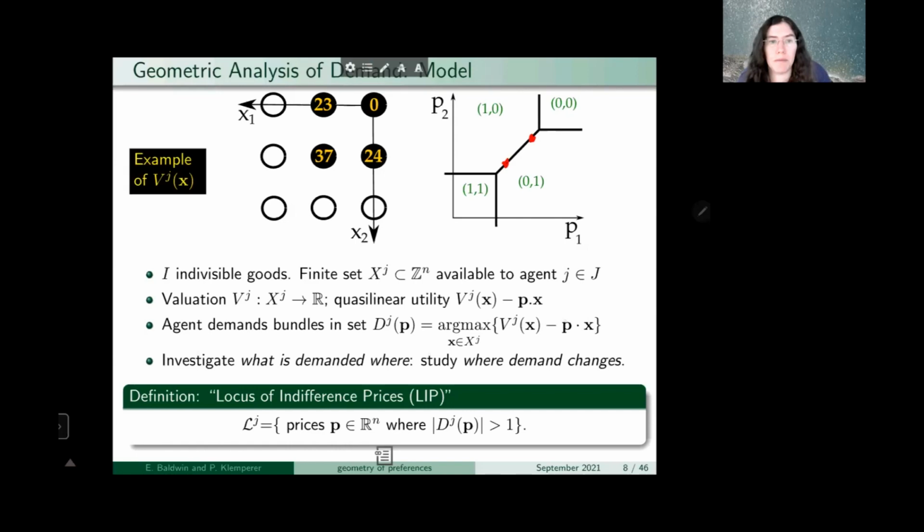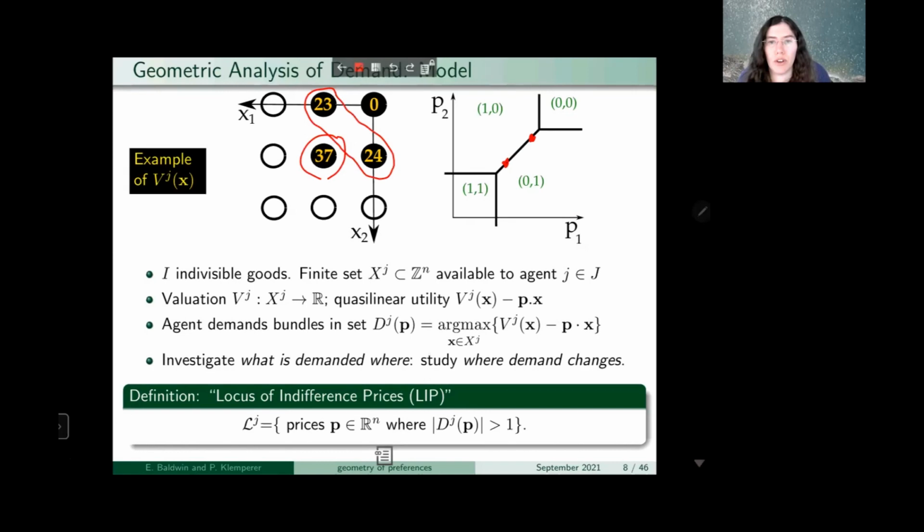And we see that the picture will change if we change our valuation. In particular, if we change our valuation in this case, in the original case, if you look closely, you'll see that the value for one unit of each good is lower than the sum of values for the two goods on their own.